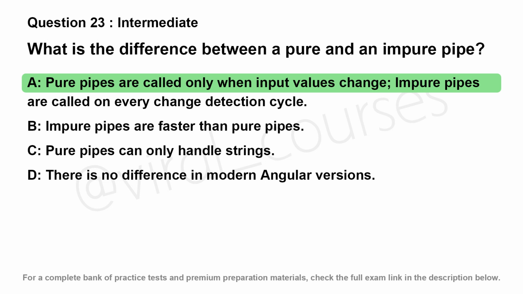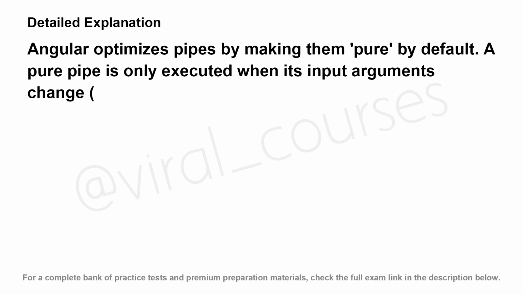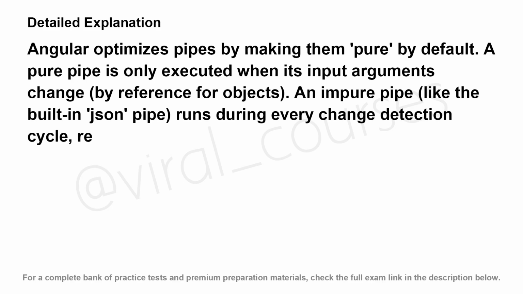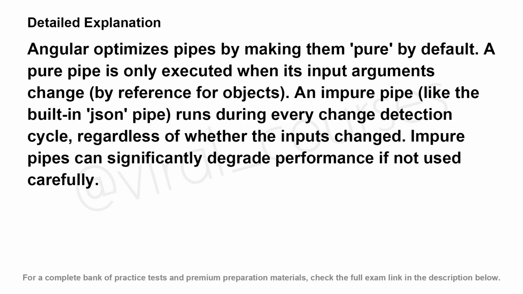The correct answer is A. Angular optimizes pipes by making them pure by default. A pure pipe is only executed when its input arguments change, by reference for objects. An impure pipe, like the built-in JSON pipe, runs during every change detection cycle, regardless of whether the inputs changed. Impure pipes can significantly degrade performance if not used carefully.